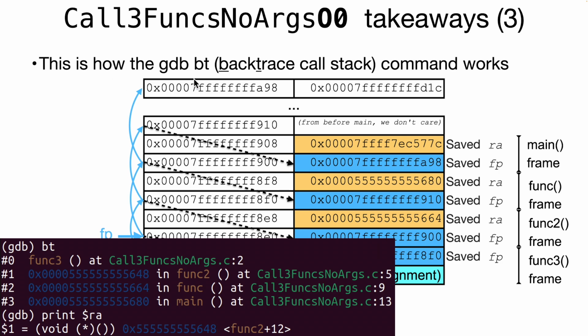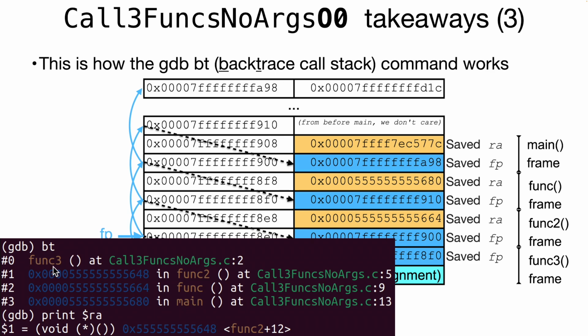So GDB has a command bt for backtrace the call stack, and it would show you something like this. If you're sitting there in func3 and you run bt, it's saying, hey, you're in func3 now. But if you returned, you would return back to func2, and func2 would return back to func, and func would return to main. Or another way of saying it is that main called func, called func2, called func3. So how does a debugger figure this out?